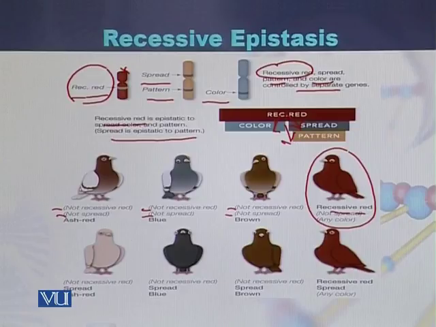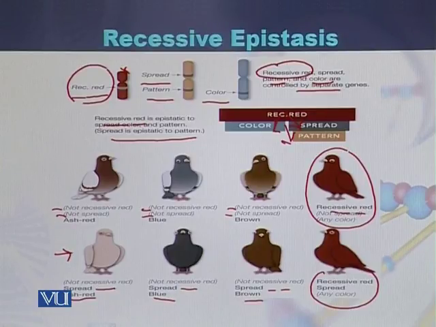If we take the same example in the lower row, here we can see that there is no recessive red, and only the spread gene is present. If the spread gene is present but there is no recessive red, the colors of the pigeon will be ash red, blue and brown. But if recessive red is present, then there can be any color of the pigeon. So this is the second example where we can see the recessive red gene.